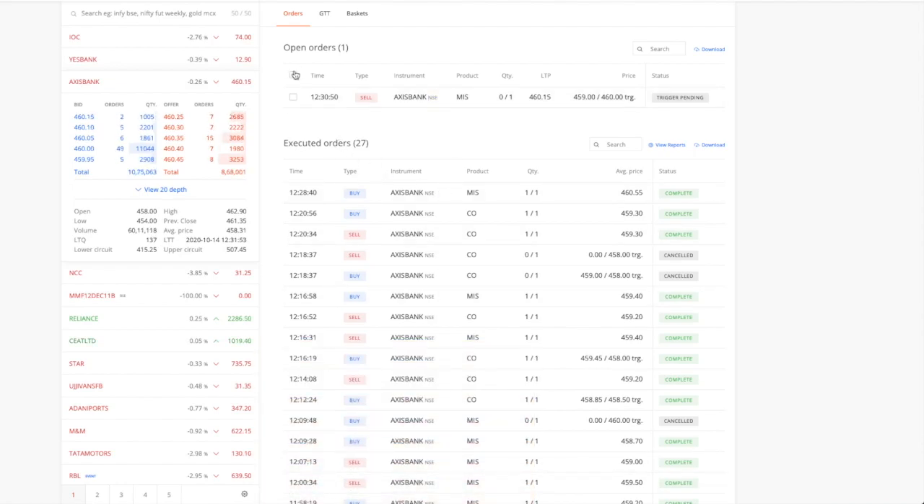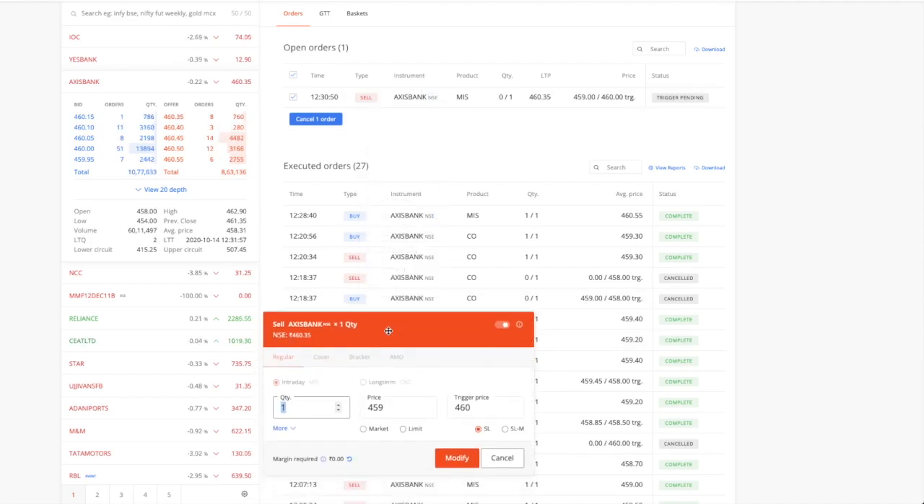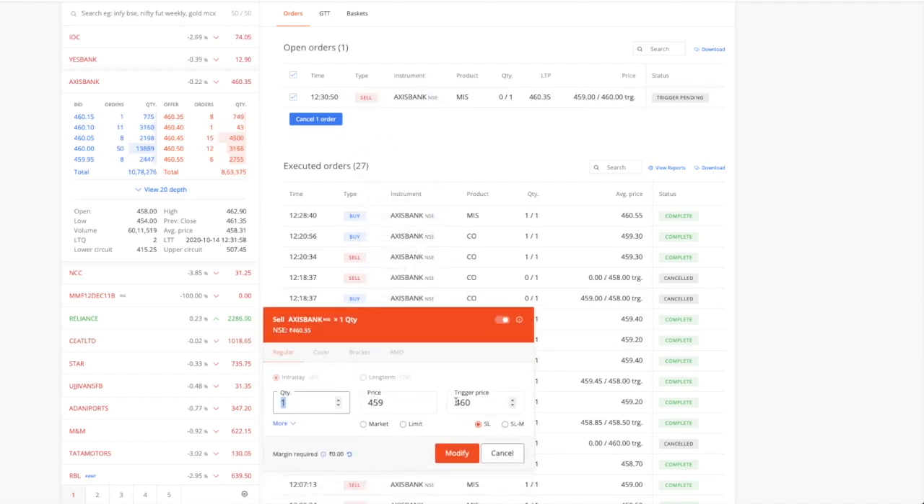Now if I want, just modify this. So I realize that currently the price is 460.35. So let's keep a trigger at 460.25, and I'll keep a limit as 460. So what is going to happen is, already at the trigger, that's why I should go to 460.3, then I'll keep.